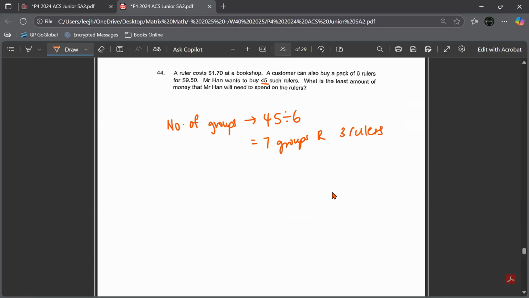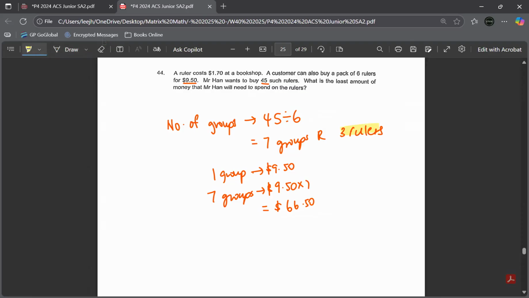Okay. So these 7 groups will be, 1 group is $9.50. Because you can buy 7 groups, right? And we know 7 groups will give me a total cost of $9.50 times 7, $66.50 already. But these 3 rulers, you still need to pay, because he need to buy 45. So you ask yourself, these 3 rulers, how are you going to be charged?